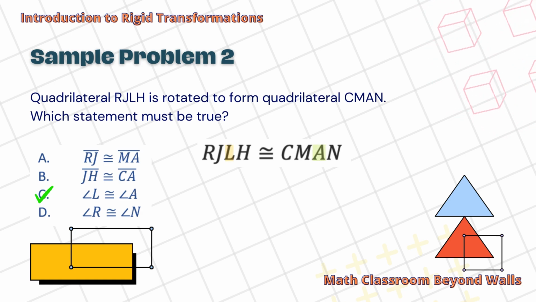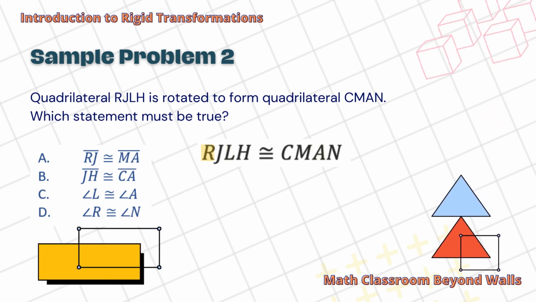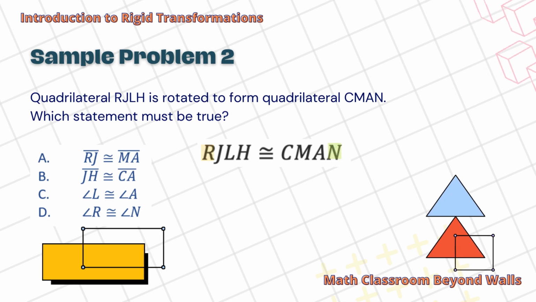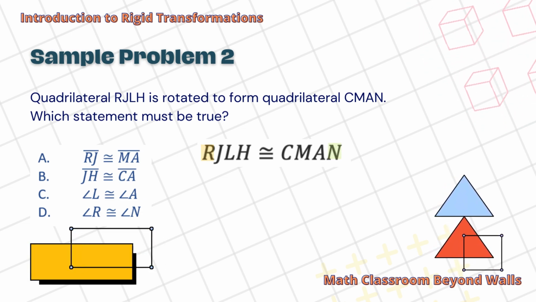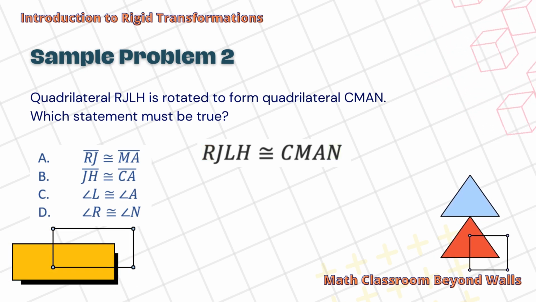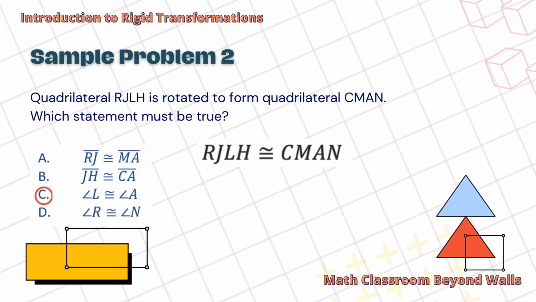Option D, angle R is congruent to angle N. R is first in the preimage, while N is fourth in the image. So no, not a correct statement. The order of the letters is not the same. So the answer is option C. Angle L is congruent to angle A. Wow, that was easy.